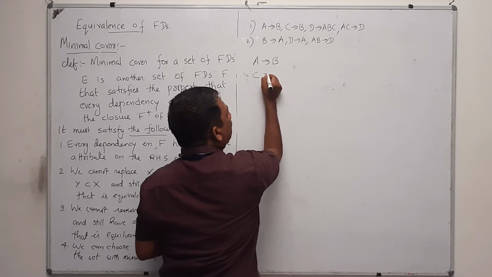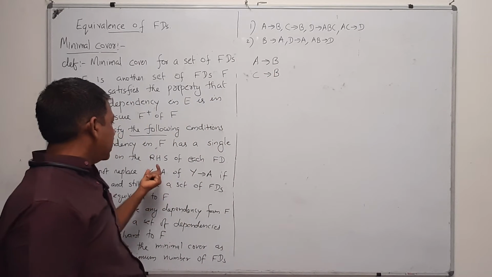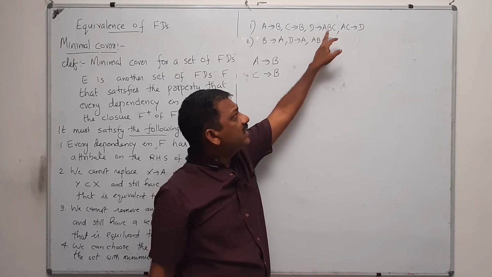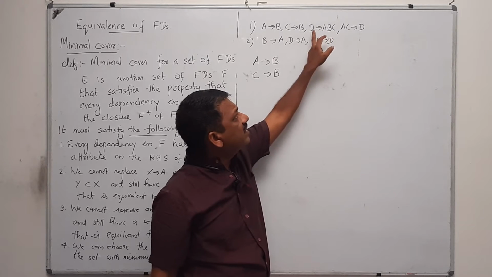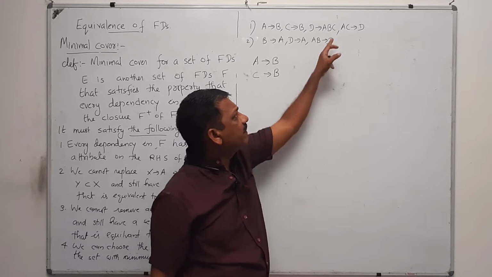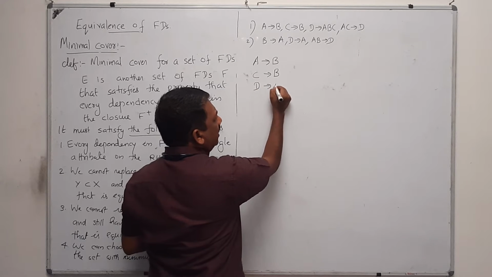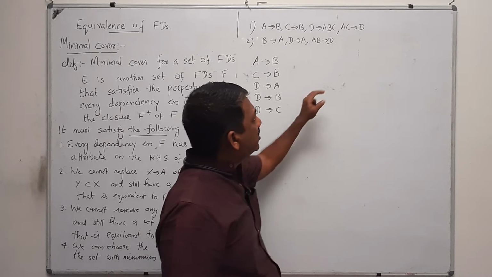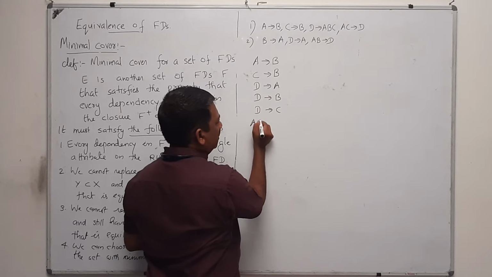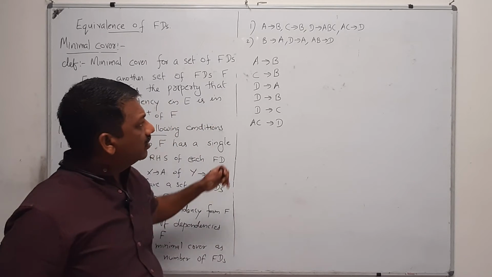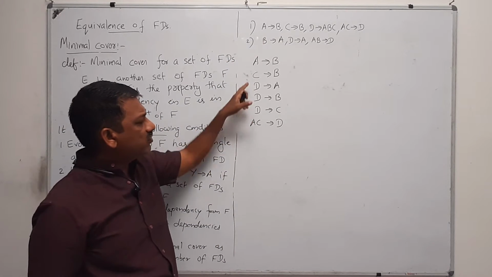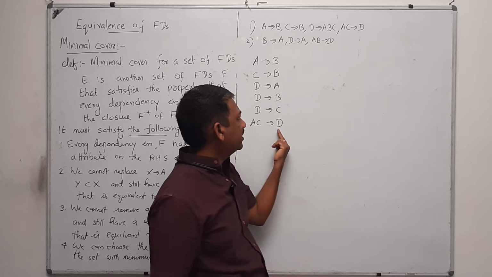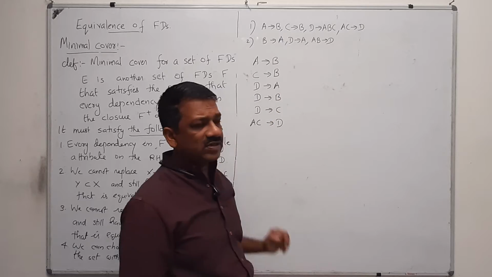C determines B is also satisfying this property. But D determines ABC has three attributes on the right hand side, so I am going to split that into D determines A, D determines B, and D determines C. And the last one is AC determines D. So after the first step, I have split D determines ABC into three and all the others have only a single attribute on the right hand side. These are the set of functional dependencies after the first step.